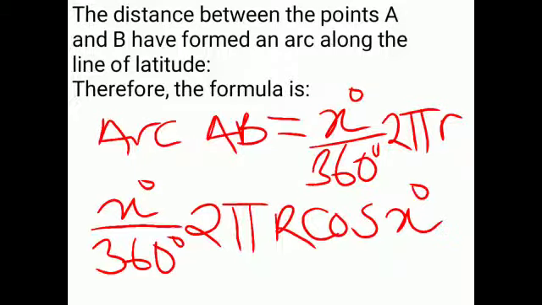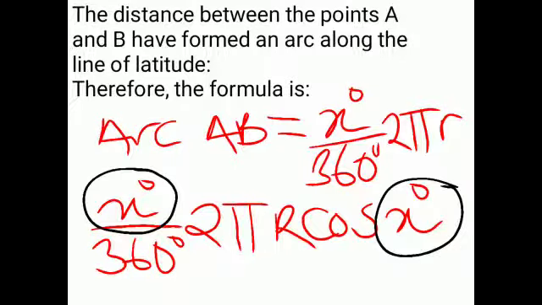Remember, do not confuse these two x's here. This x here is the angular difference, or the angle subtended by the arc at the center of the circle. And the x degrees here is the degree of the latitude.